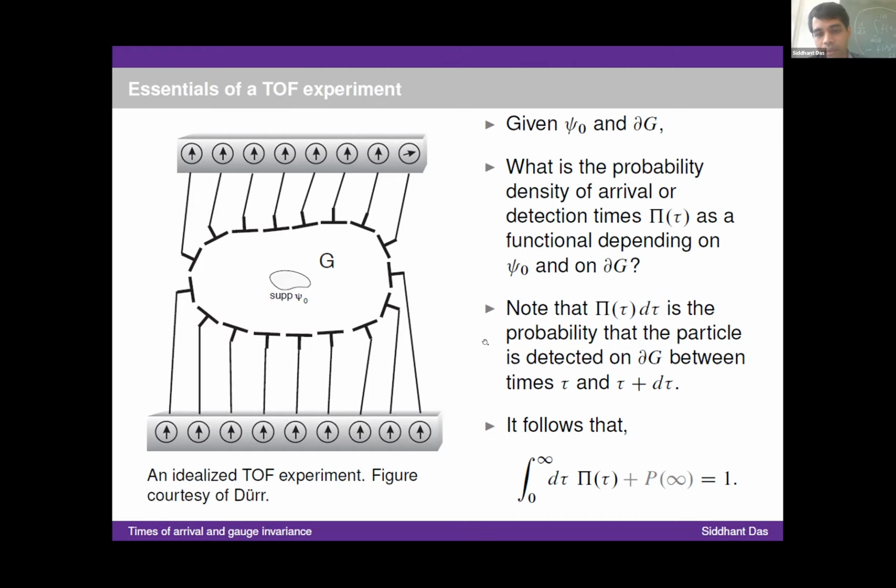Now, the minimal inputs to calculating this at the moment are this initial quantum state psi zero and the geometry of the boundary given by the surface. And so far, everybody would agree that this quantity needs to be normalized as written below. So if you integrate the density over all detection times, it will go to one. Sometimes it's nice to generalize it a little bit and add a so-called non-detection probability, which I wrote P infinity there. That's basically the fraction of experiments in which the particle was not detected, and you wouldn't be able to define an arrival time in these cases.